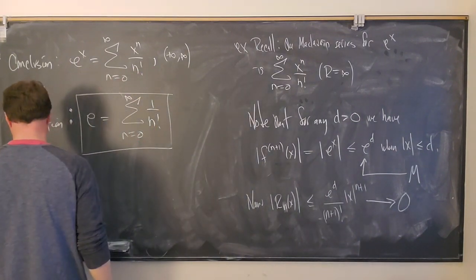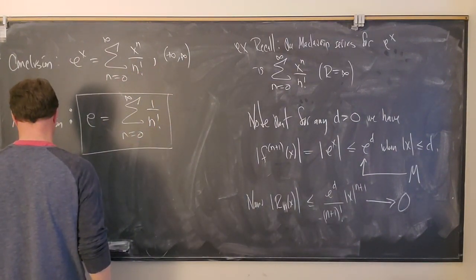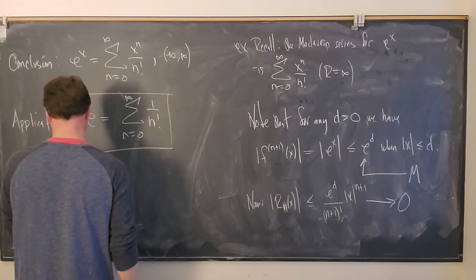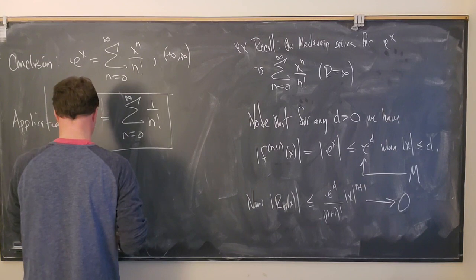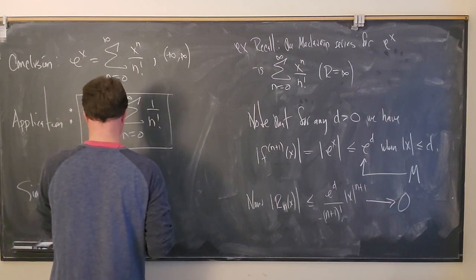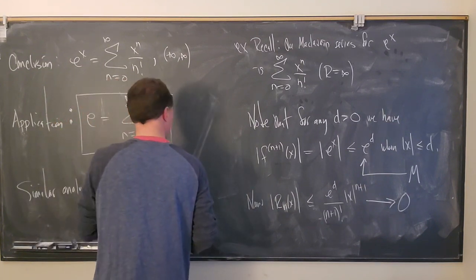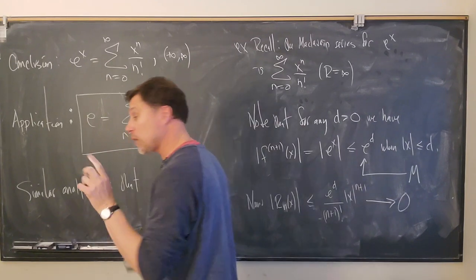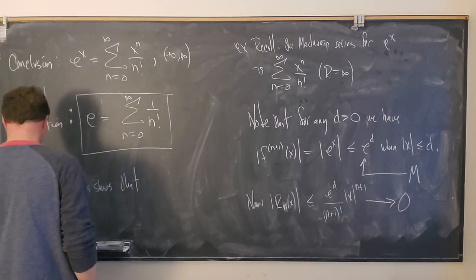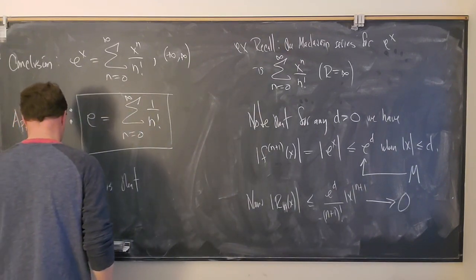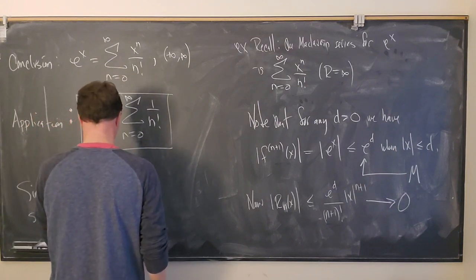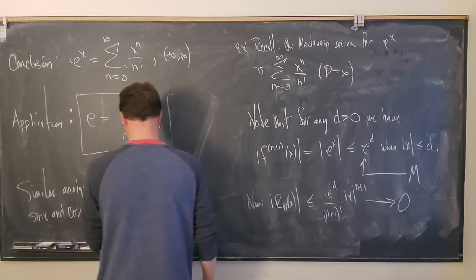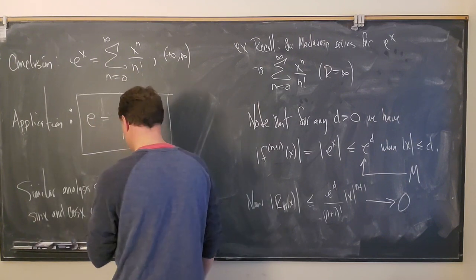Okay, so similar analysis shows that both sine and cosine equal their Maclaurin series also. So sine x and cosine x equal their Maclaurin series, which we computed last time.